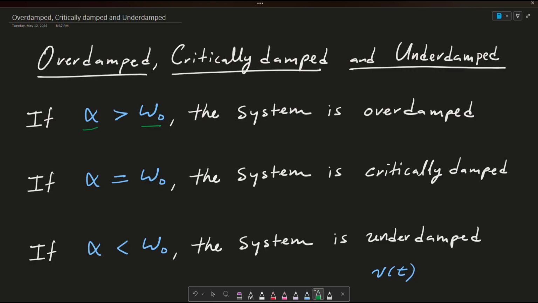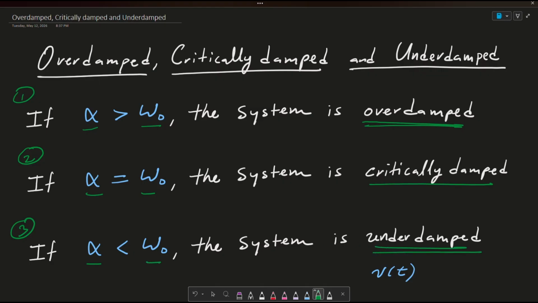So we say that if alpha is greater than omega naught, my system is going to be overdamped. And this is my first case. In my second case, if alpha is equal to omega naught, the system is therefore critically damped. And the third case is if alpha is less than omega naught, the system is underdamped.